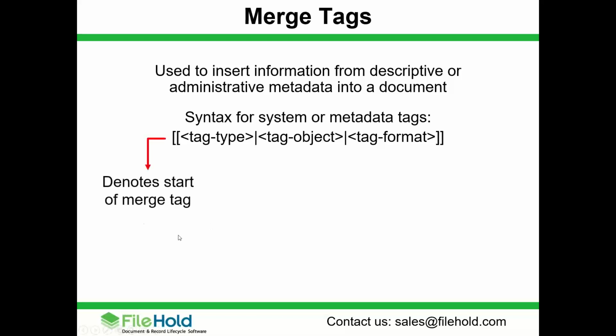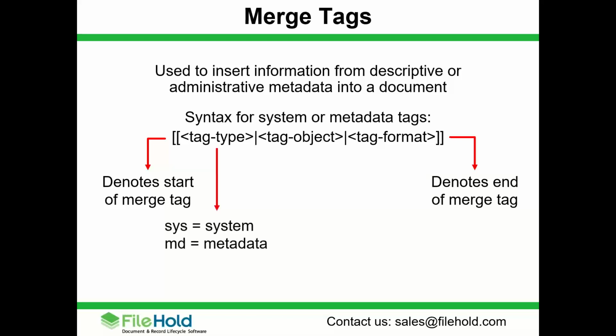Now what those break down as, the square brackets denote the start of the merge tag and the end of the merge tag. So it's the way the system knows that it's going to begin the process and end it. The tag type is either going to be sys or MD, either for system or for metadata. And those are the two terms we're going to be choosing from. We have obviously the specific field that we're dealing with. So if I was looking for a PO number, it might be MD pipe, which is the symbol in between there, pipe PO number, if for example, or whatever other field made the most sense.